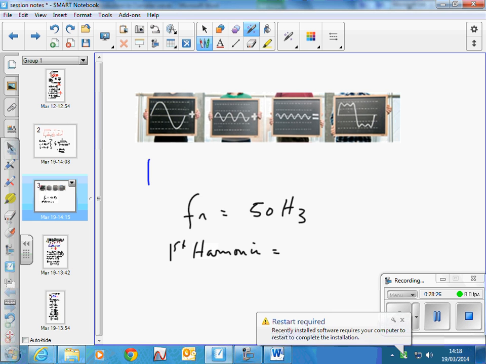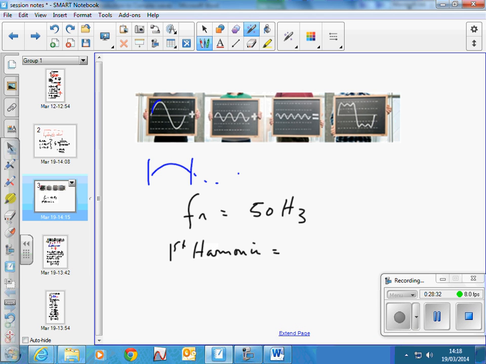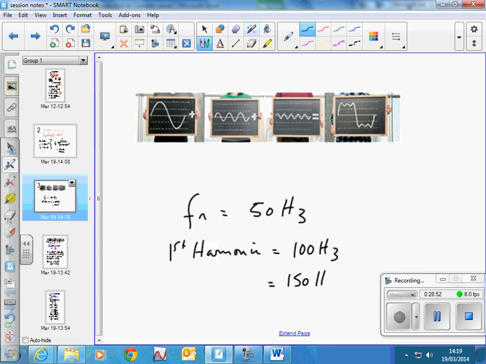If we think back to the fundamental, it looked like this. So effectively half the wave is fitted into this distance. Here, a whole wave is fitted into that distance. So if the wavelength is halved, thinking of that equation for the speed, frequency, and wavelength, the frequency would double. So the frequency is 100 hertz. The next one, 1.5 waves fit on, so the frequency will be 150 hertz, and so on.